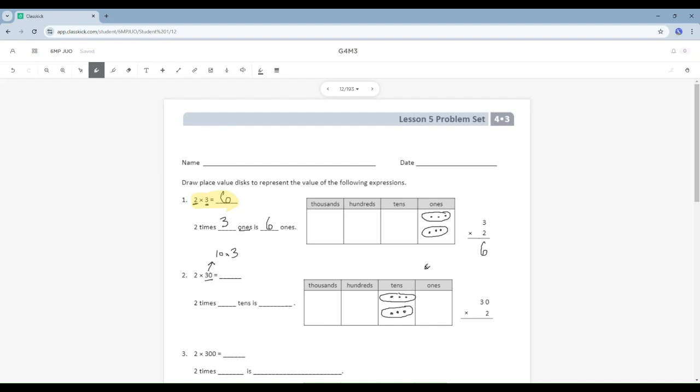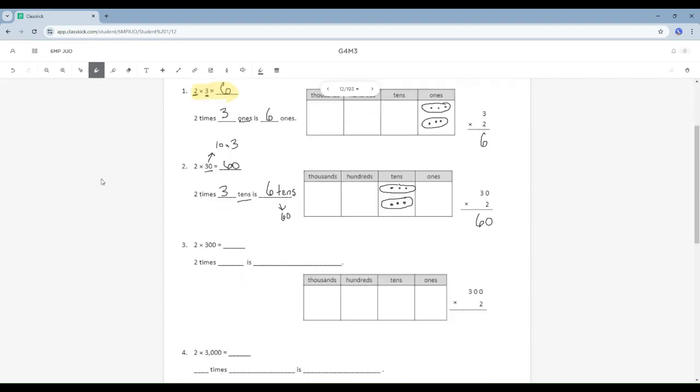So rather than counting by ones this time like I did up here, I'm going to count by tens. So it's 10, 20, 30, 40, 50, 60. So 2 times 30 is equal to 60. 2 times 3 tens is 6 tens. Or again, that is 60. And over here we have it vertically, 30 times 2 is equal to 60.